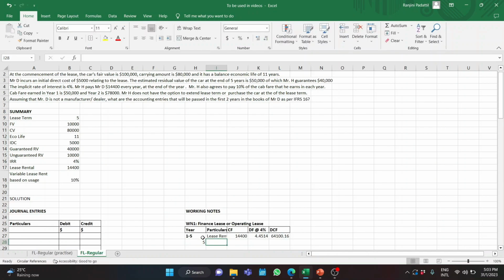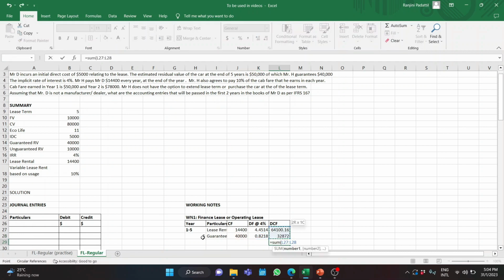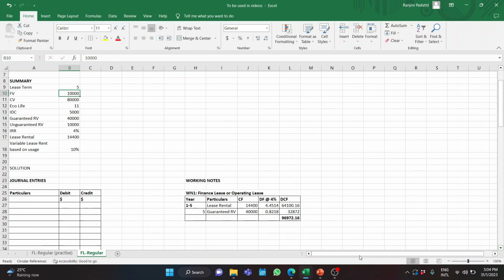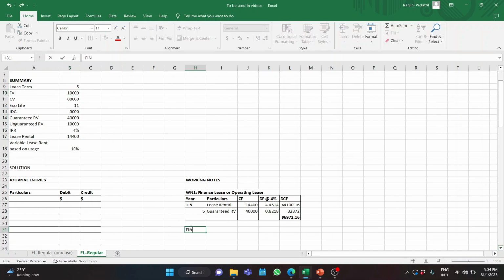In the fifth year, the lessee will pay a guaranteed residual value of 40,000. The discounting factor is 0.8218. So the present value of lease payments that the lessee will pay is 96,972. This is around 96% or 97% of the fair value. So it does cover substantially the fair value, making this lease a finance lease.